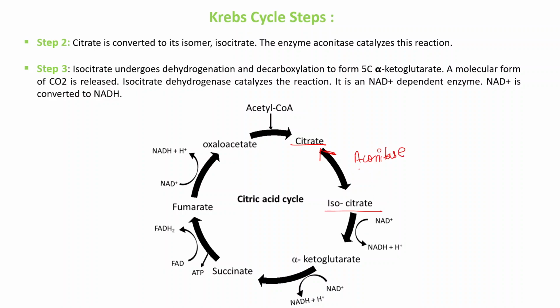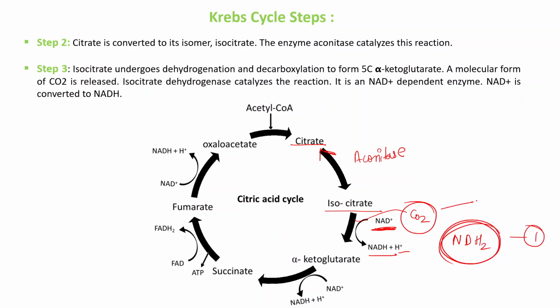Now step 3 is that isocitrate undergoes dehydrogenation and also decarboxylation. So CO2 is also released here. It is not shown here, but CO2 is released. And NAD plus is converted to NADH plus H plus. So a kind of dehydrogenation is occurring here, NADH2 is formed, and CO2 is also a product in this step.